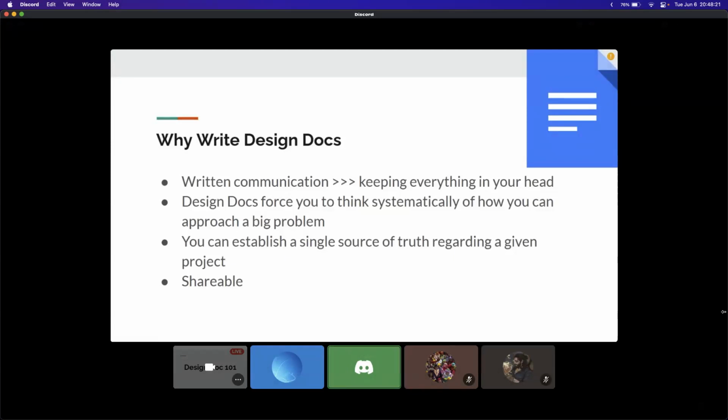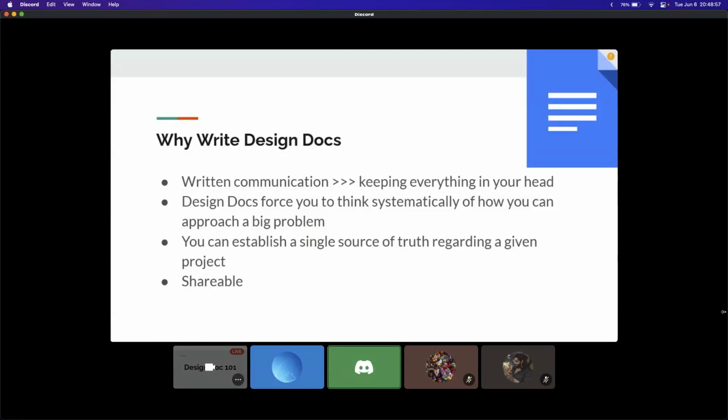So yeah, as I was saying, why write design docs? The first reason is very important. Written communication is much, much better than keeping everything in your head. So if you were to build, say, some feature for Deep Learning Playground, for example, you could totally have the idea in your head and it seems clear to you, but until you get it written on paper, it's really not much of anything, right? Written communication is very, very important because a paper trail is what will make people care about what you do, right? You need some sort of evidence that you actually built this feature and you put some thought into it. So written communication is very important.